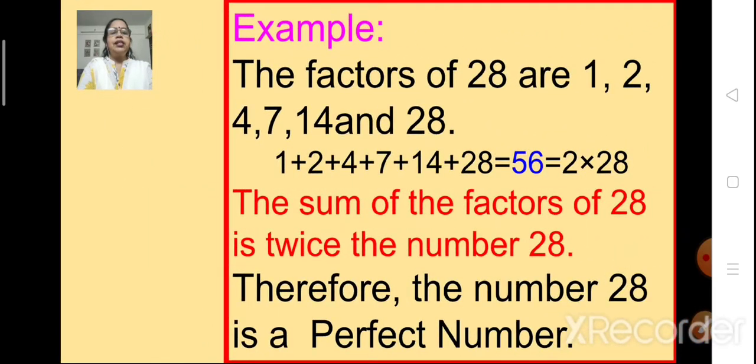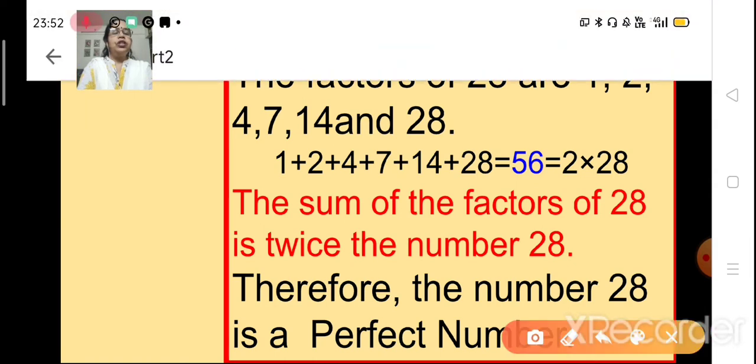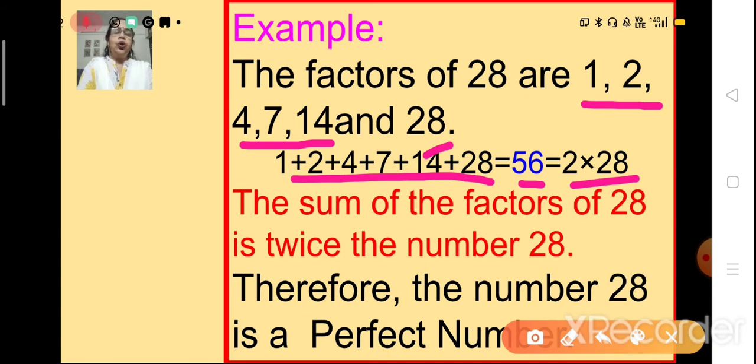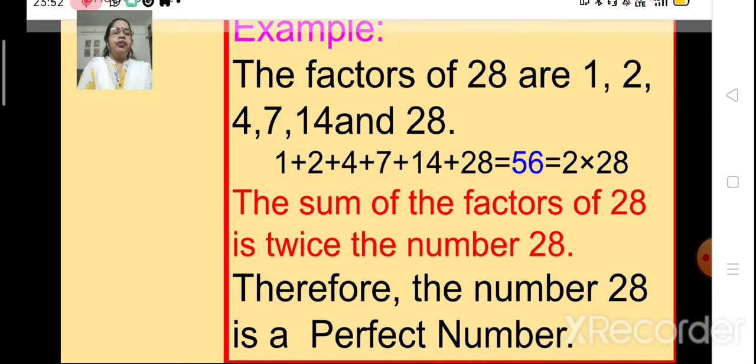Let's take one more example. Let's take the factors of 28. What are the factors of 28? They are 1, 2, 4, 7, 14 and 28. When we add all these factors of 28, we get 56. And 56 is nothing but 2 times 28. That is 2 multiplied by 28. Isn't it? So the sum of the factors of 28 is twice the number 28. So 28 is also a perfect number.